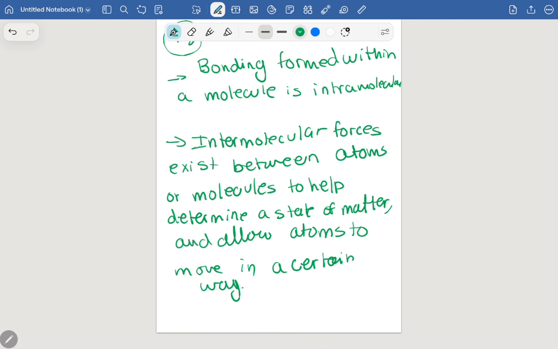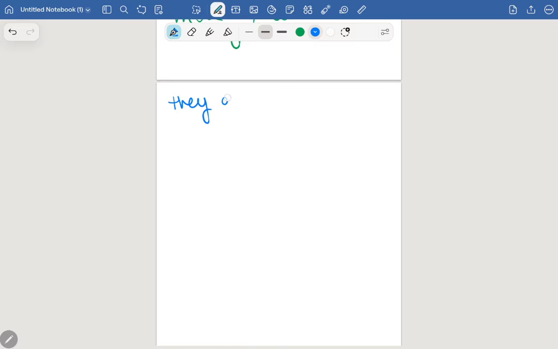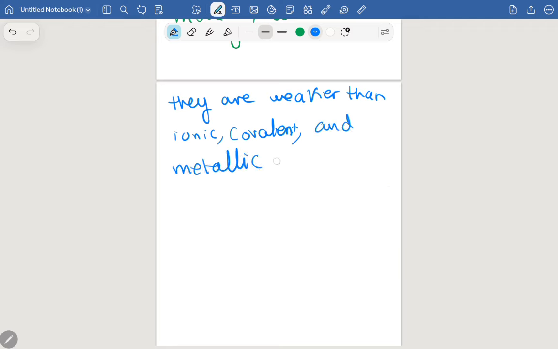Now, of course, they are weaker than ionic, covalent, and metallic bonds, but they're also known as van der Waals forces. So they are weaker than ionic, covalent, and metallic bonds, and they are also known as van der Waals forces.